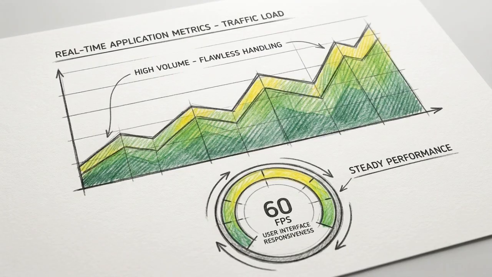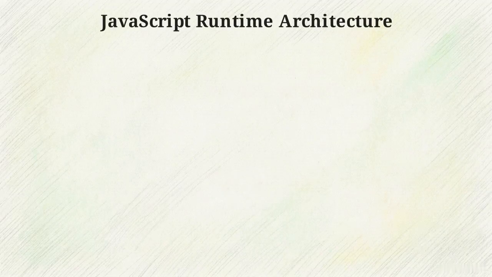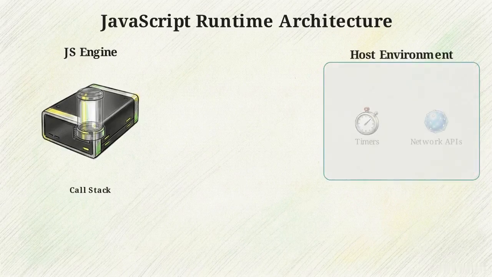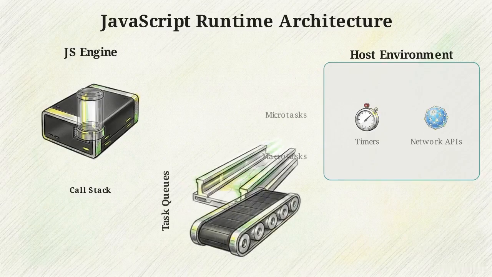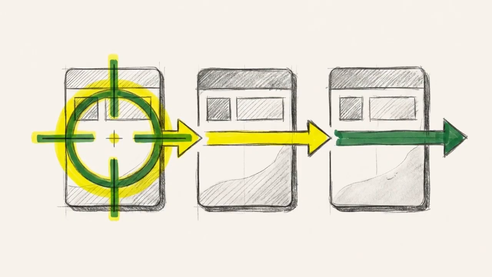The event loop is the architectural requirement that determines if your application remains responsive during high-volume traffic. This system map lays out the complete runtime architecture. We have the JavaScript engine with its call stack, the host environment providing web APIs, multiple distinct task queues, and the event loop router orchestrating them all. Designing a performant application requires predicting the exact order in which these specific queues process data.